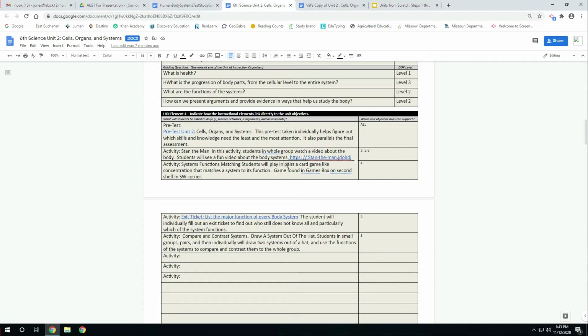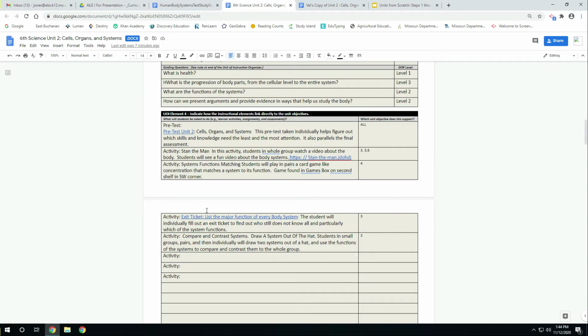And then maybe I do a systems function matching, a concentration game where, notice, I put how the kids are going to do this. Here's individually, here's in a whole group, here's in pairs. There's a variety of things that they're doing. So sometimes they have some help and sometimes they have to do it independently.